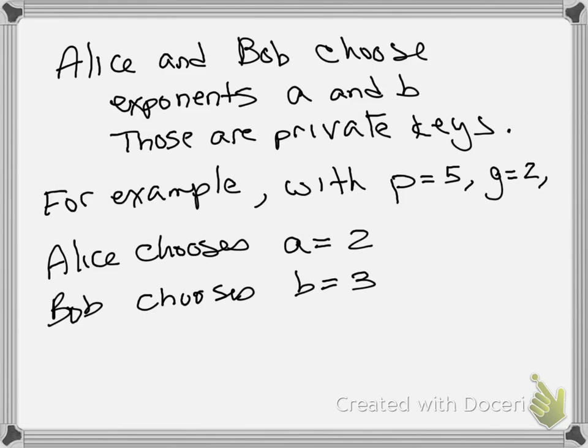Now, the two people that want to create a common symmetric key, let's call them Alice and Bob, and each of them choose an exponent. So those two exponents will be our private keys. So let's continue our example where the prime that we choose is 5 and our generator is 2. Alice chooses an exponent A equals 2. Bob chooses as his exponent B is equal to 3.